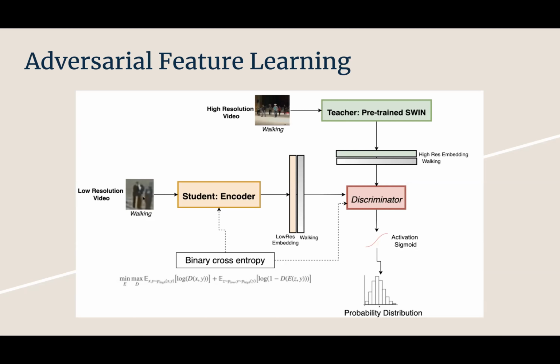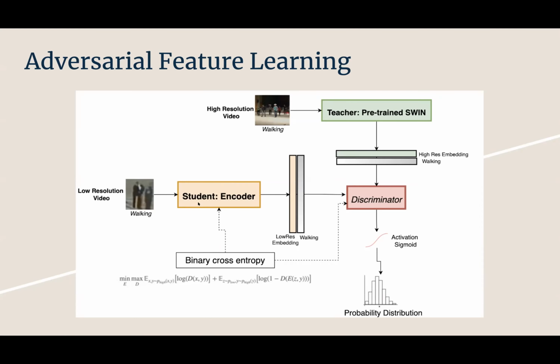So what we are doing for this problem is training an architecture which is conditional GAN-like, but without a generator part. We have two networks, a student network and a teacher network. The teacher network for now is a pre-trained Swin video transformer on Kinetics 700. We feed it a high resolution video, and it generates a high resolution embedding. Then we concatenate the label of the particular video with the high resolution embedding.